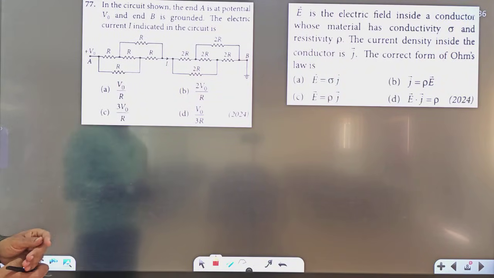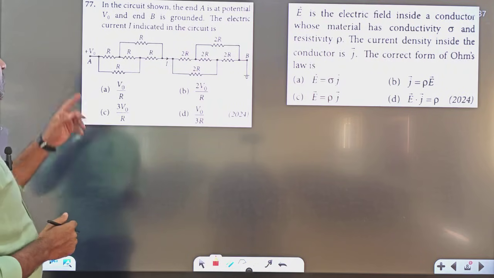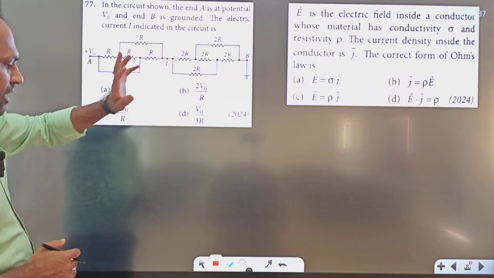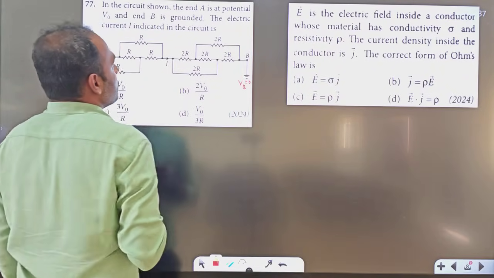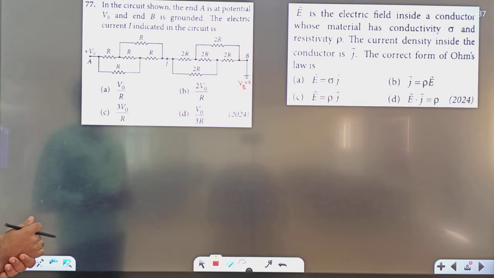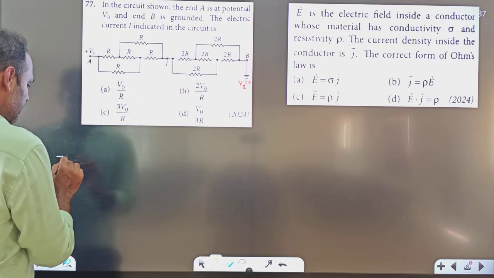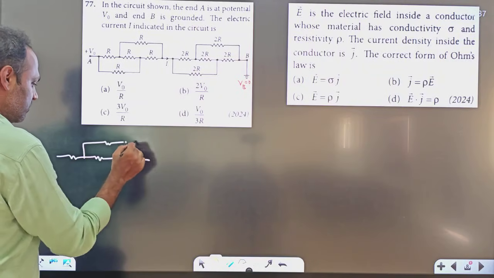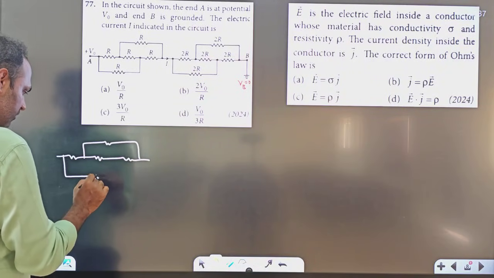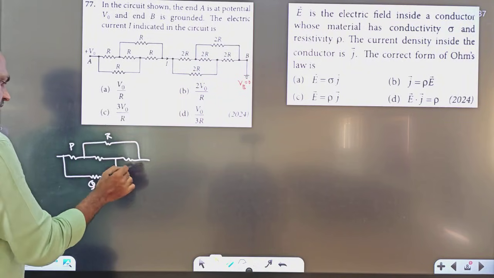Okay, here they are asking us: in the circuit shown, the end A is at potential V0, and end B is grounded. Grounded means potential 0, that is, VB is equal to 0. The electric current I indicated in the circuit, they are asking you this current. See, first of all, you should recognize this circuit. See, this is a Wheatstone's network. Actually, this kind of circuit is a Wheatstone's network, right? So this is called P, this is called Q, this is called R, this is called S.